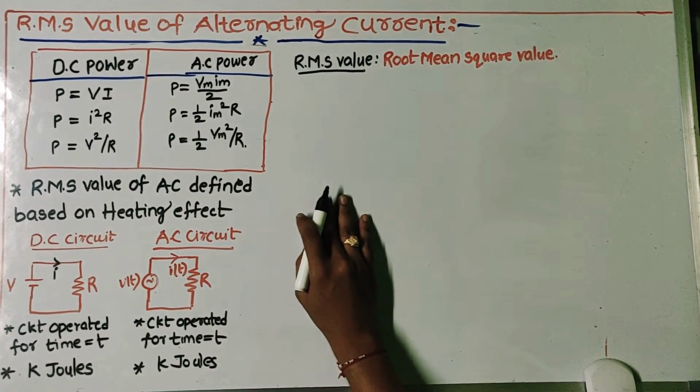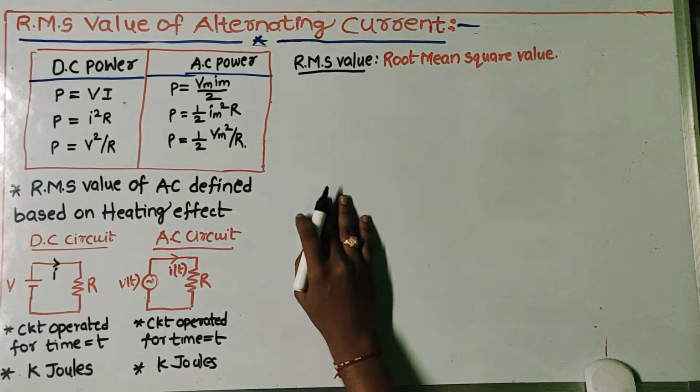In this video, I want to discuss how to find the RMS value of alternating current. Before going to that topic, I want to tell you why AC quantities are expressed in RMS values.